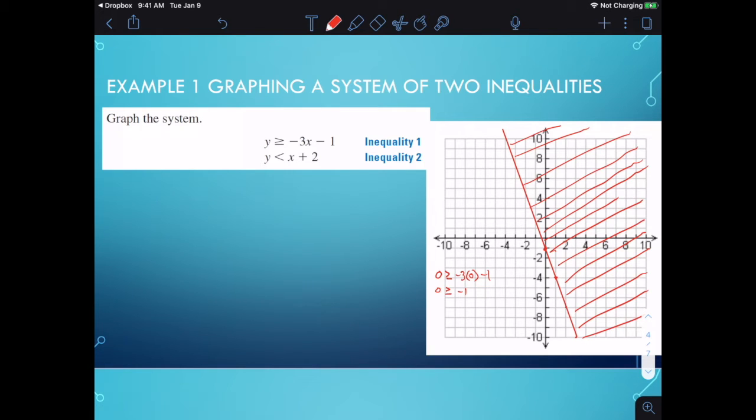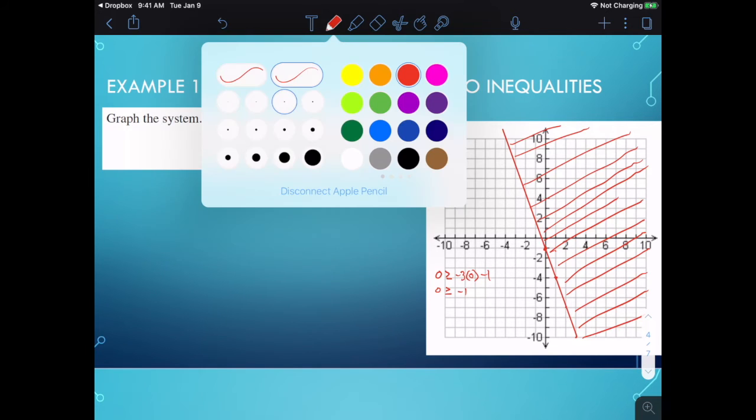Okay, we're going to do now the second line, and the second line is y is less than x plus 2. So I'll change my color of my shade.